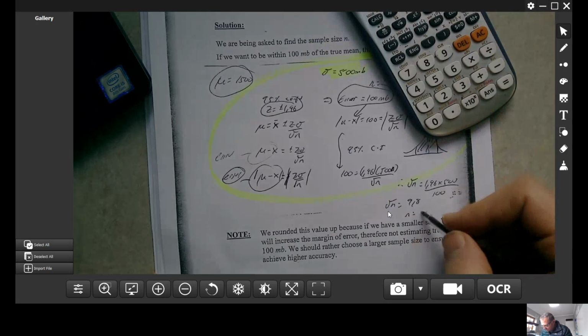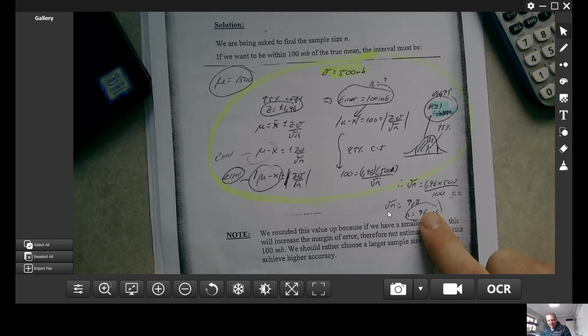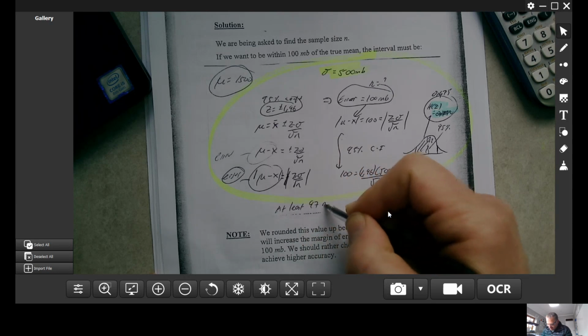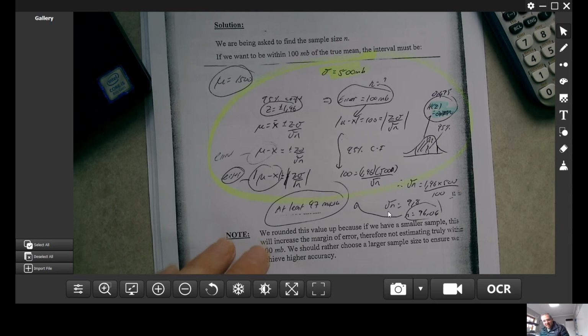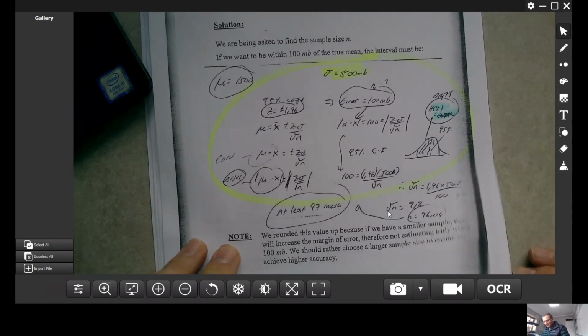And I get 96,04. The question was, in order to be 95% certain that there's an error of only 100 megabytes, how many movies must he download? Well, 96 won't quite be accurate enough, so you're going to have to round it up. So you must download at least 97 movies in order to be 95% accurate that there's an error of 100 between the actual population mean and the sample mean. Okay. Righty, get all that down.